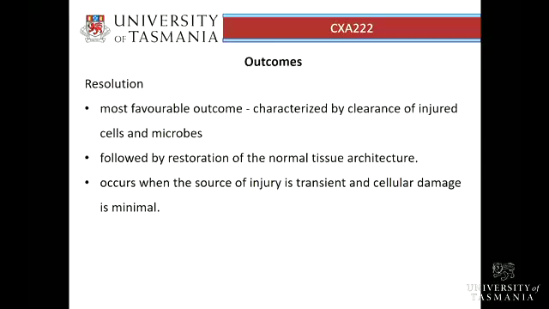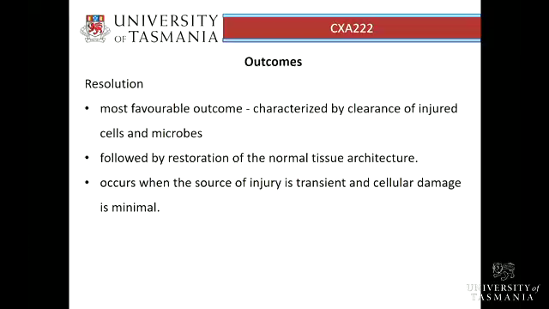So we've talked about acute inflammation. We throw a whole lot of neutrophils at the area. They migrate to the site of injury through the blood vessel walls and out into the tissue. The outcome, most favourable outcome obviously, is resolution. So we get clearance of whatever the assaulting agent is, and then we get restoration of both the cell type that was there and the architecture that was there. So we restore to normal function. This will occur when the injury is transient and cellular damage is minimal.